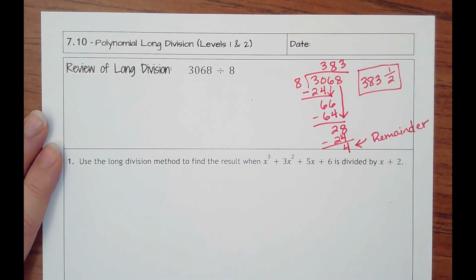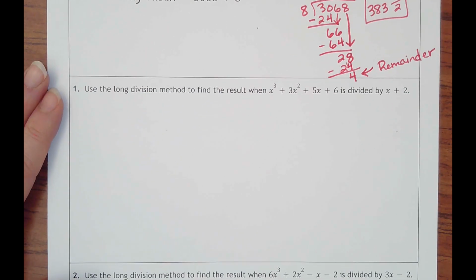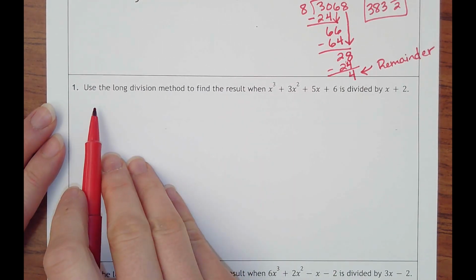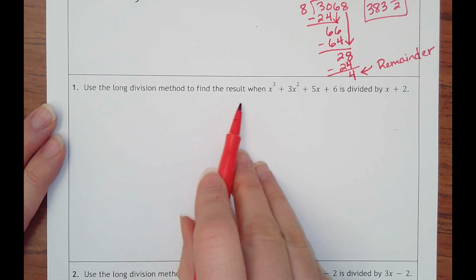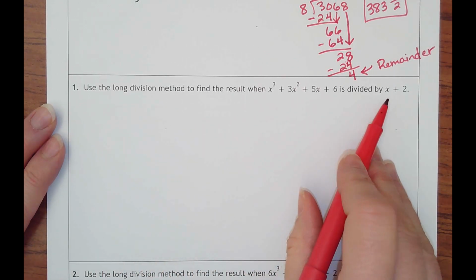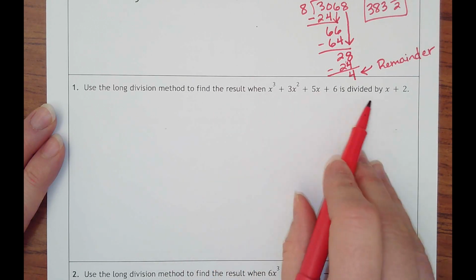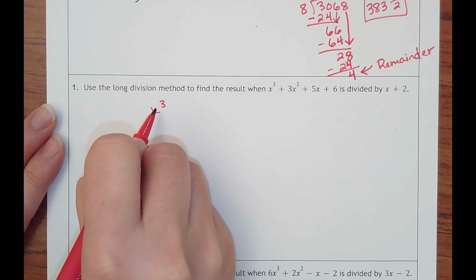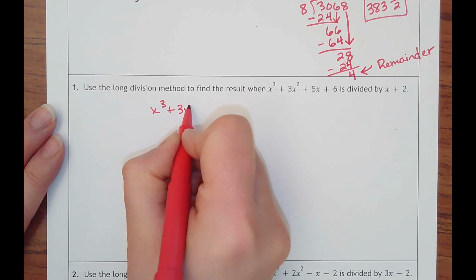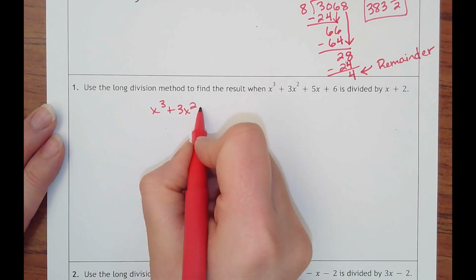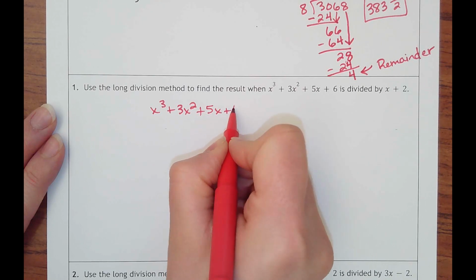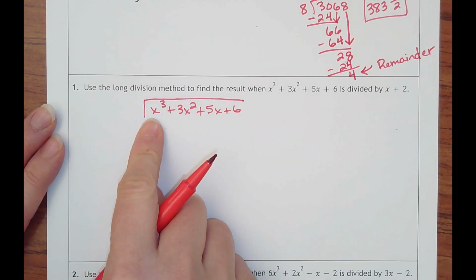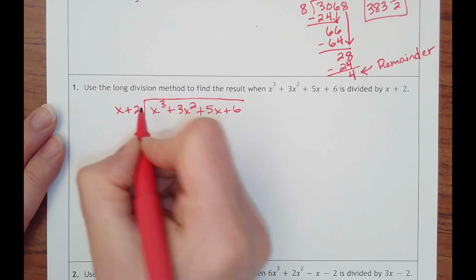So let's now try that with some polynomials that have x in them. The process is exactly the same. It says use the long division method to find the result when this polynomial is divided by x plus 2. So I'm dividing this by this. This goes on the inside to be x cubed plus 3x squared plus 5x plus 6. You want to leave a little room to where you can write above it. It is getting divided by x plus 2.